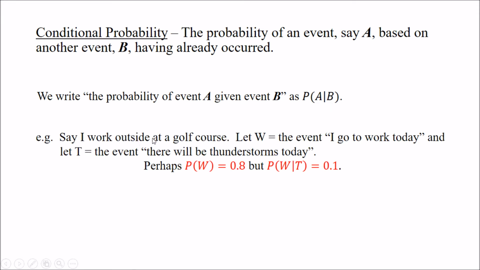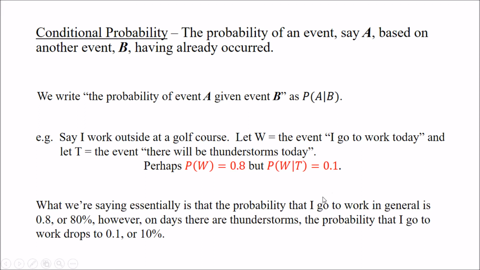For example, say I work outside at a golf course. Let W be the event I go to work today, and let T be the event there will be thunderstorms today. Perhaps the probability of W is 0.8, but the probability of W given T might be 0.1. What we're saying essentially is that the probability that I go to work in general on all days is 0.8, or 80%. However, on days there are thunderstorms, the probability that I go to work drops to 0.1, or 10%.